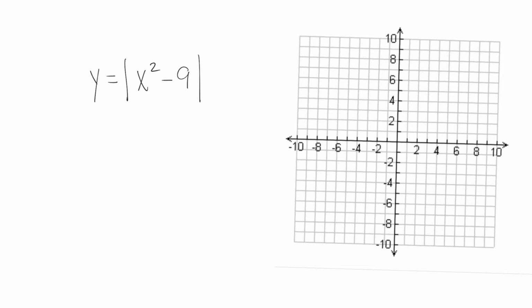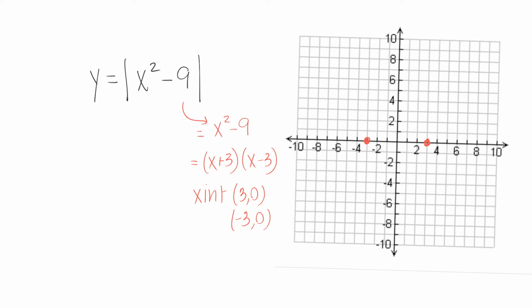It's a difference of squares. So if I just wanted to look at this without my absolute value bars, I would factor this to x plus 3 times x minus 3. So I know that my x-intercepts are at 3 and at -3, right? So I can come over here and here are my x-intercepts, okay? I know I would have, in theory, a y-intercept down here at -9. And so my parabola without absolute value bars would look like this.